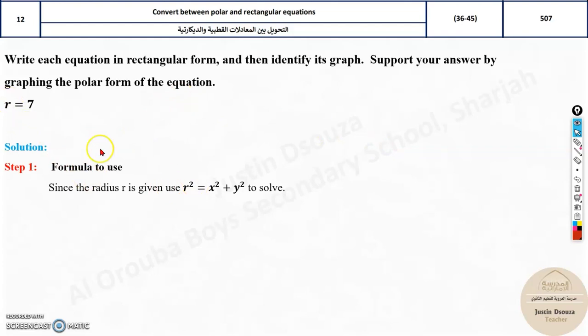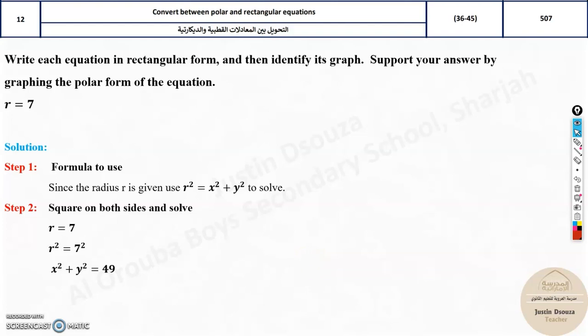Now since R is known, you know the formula. The closest to R is R squared is equal to x squared plus y squared. Now what do you do? You basically square both sides of this equation. Here you'll get r squared is equal to 7 squared. R squared is x squared plus y squared. Don't take x to the other side. Just look at the equation now.